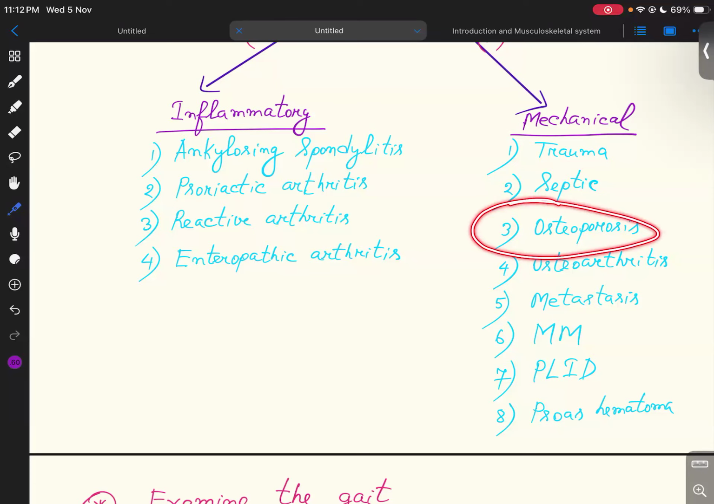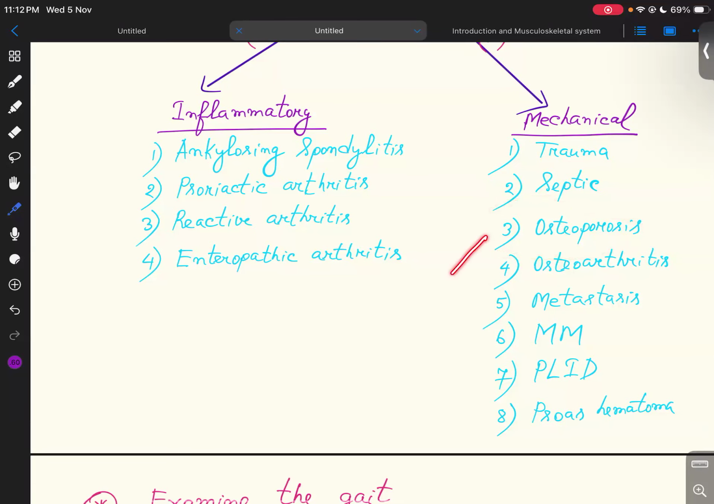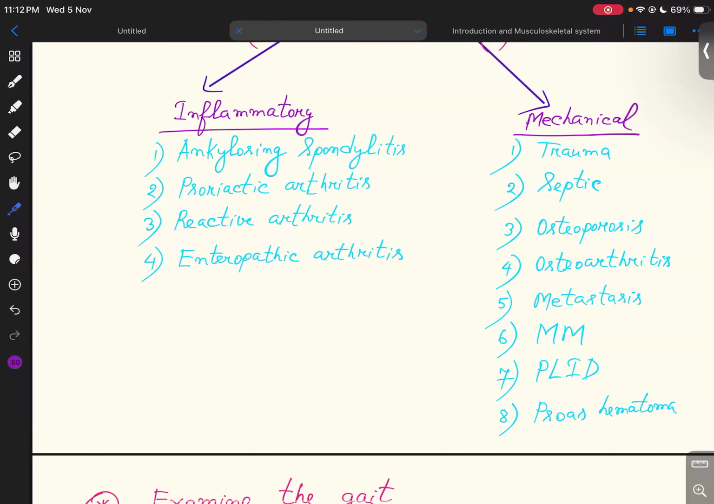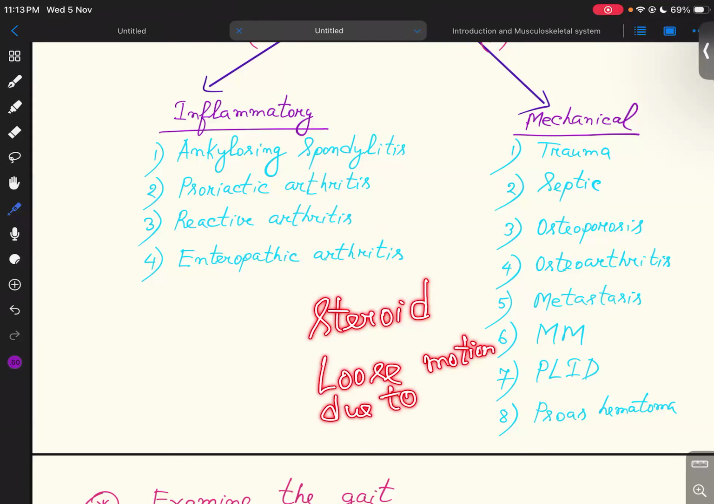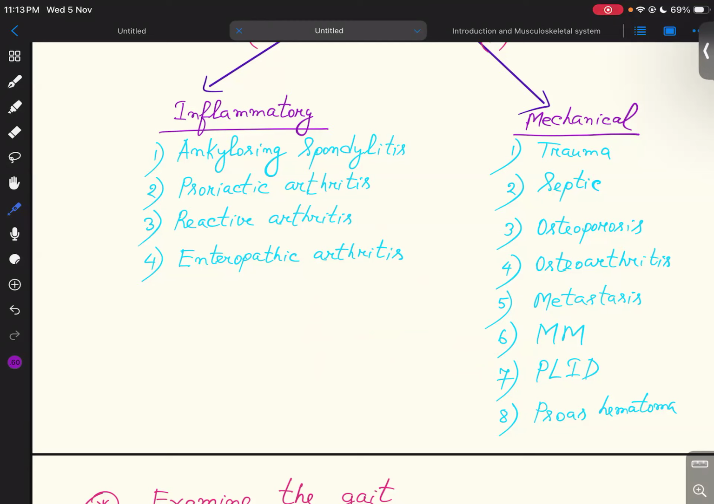Then osteoporosis. In osteoporosis, typically in the history, the patient will give you a history of steroid intake, or loose motion due to celiac disease. That is causing osteoporosis. Also, in the past medical history, the patient can give you some history of taking anti-androgen. The patient is a diagnosed case of prostate cancer and he is taking anti-androgen. Right now, he is having back pain. That is due to osteoporosis.